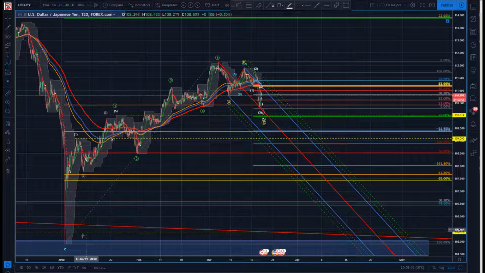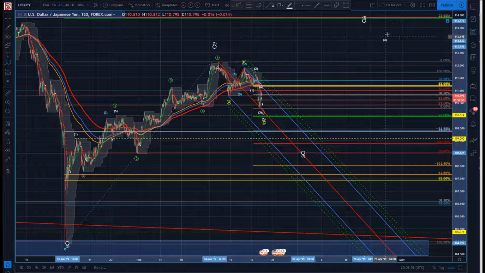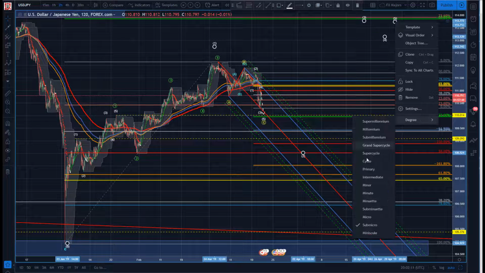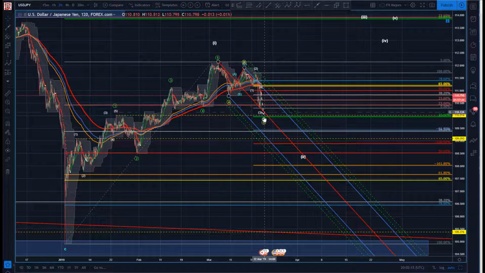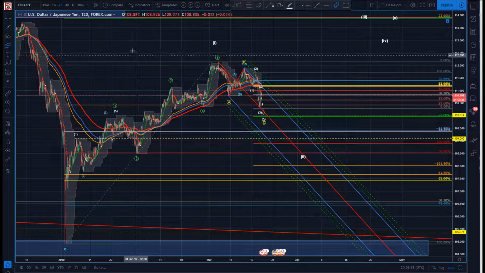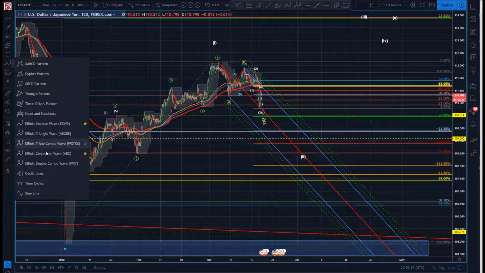So on that next degree higher, if we're going 1, we're looking for the 2 down here, 3, 4, and 5, and let's get that degree up. We'll go minuet so you can see it. Okay, so if this is going to finish down here, looks like that might be just the start of it. So, you know, if it's an ABC and it completes here, it doesn't look like it's done, so you'd have to go then look for complexity here.